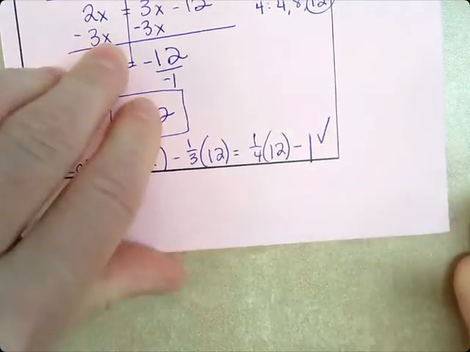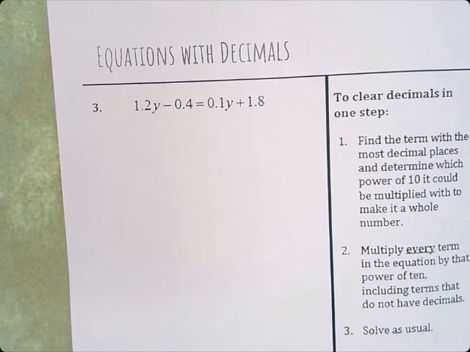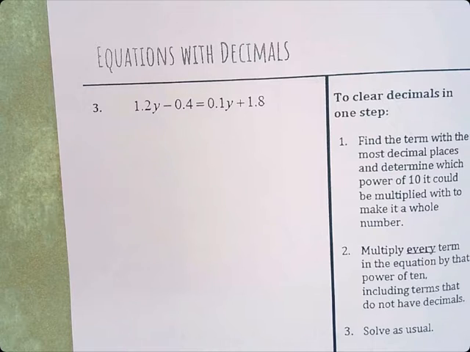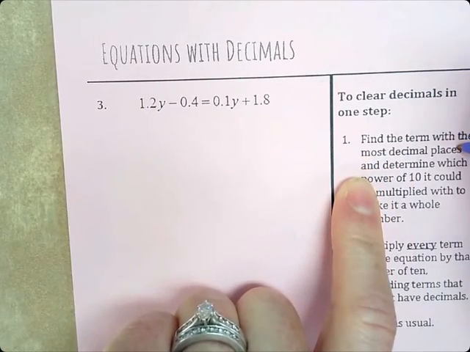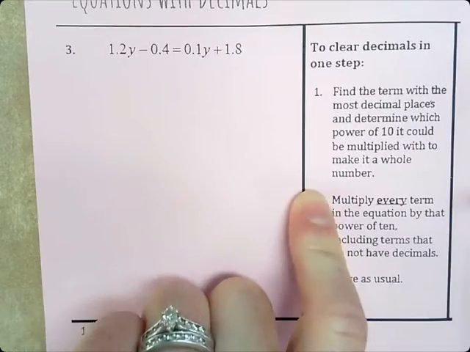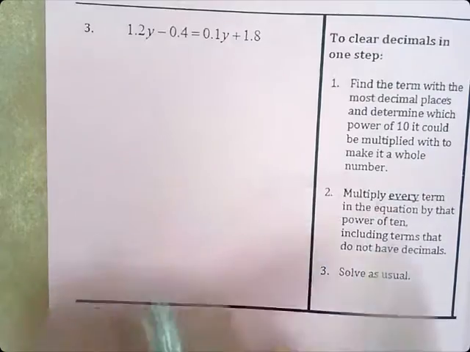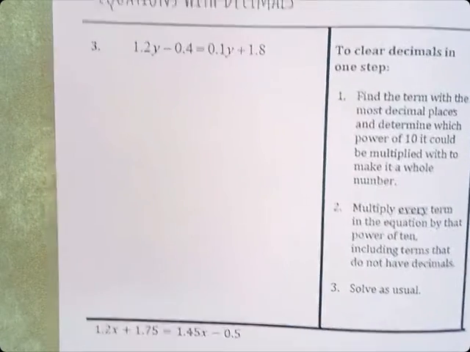All right, let's do the equations with decimals now. The decimals you don't have to get rid of, but sometimes it just makes it simpler. So there was a couple of problems that we've done before that had decimals, and y'all just did them no problem. But what we can do is find the term with the most decimal places, determine which power of 10 it could be multiplied with to make it a whole number, and then multiply every term in the equation by the power of 10, including terms that do not have decimals, and solve as usual.